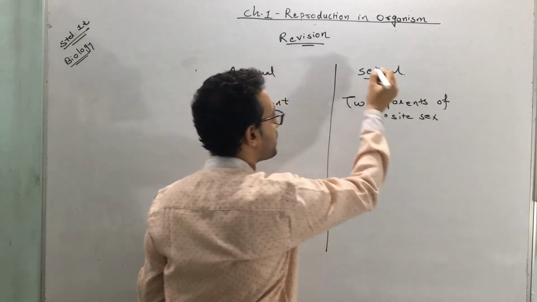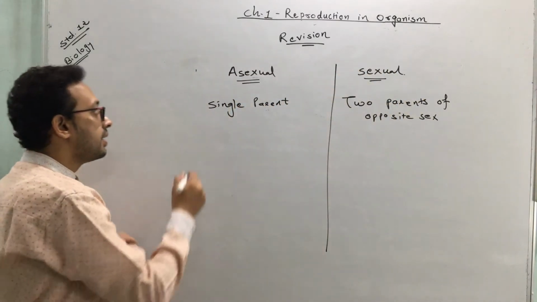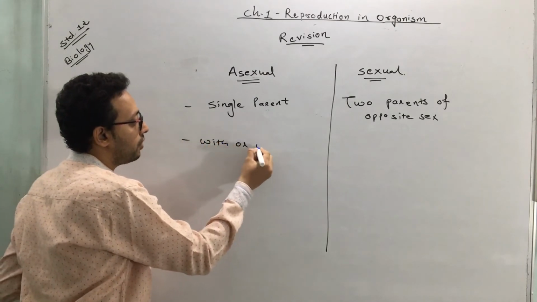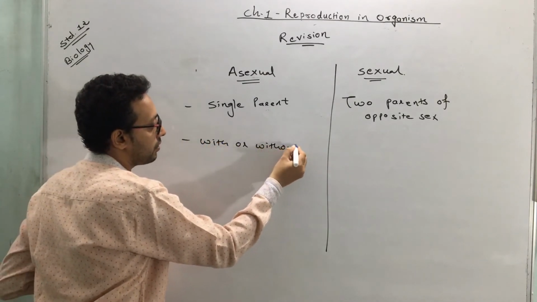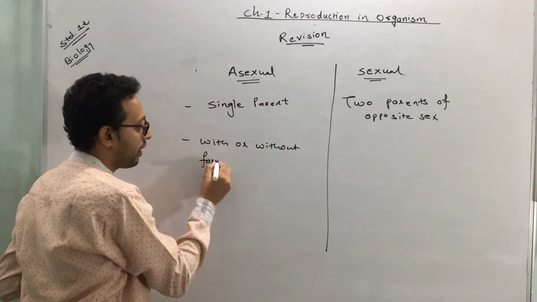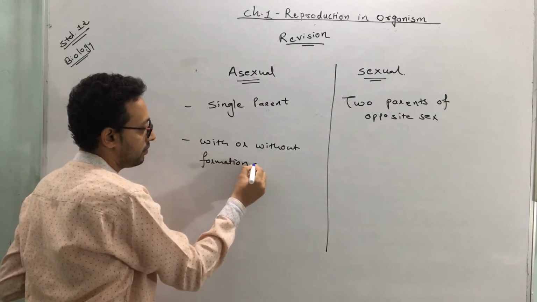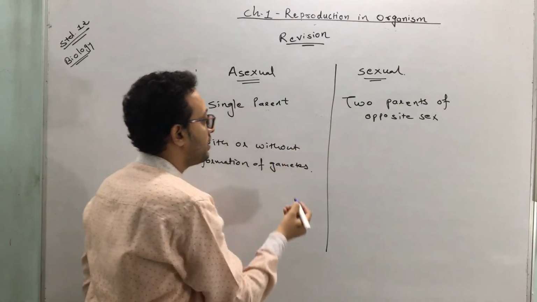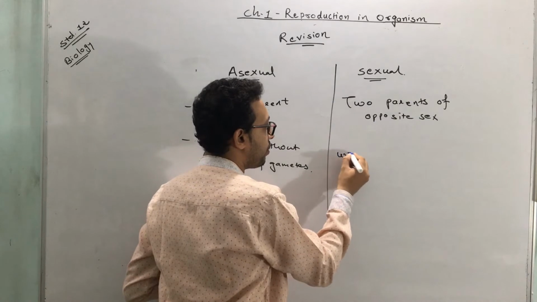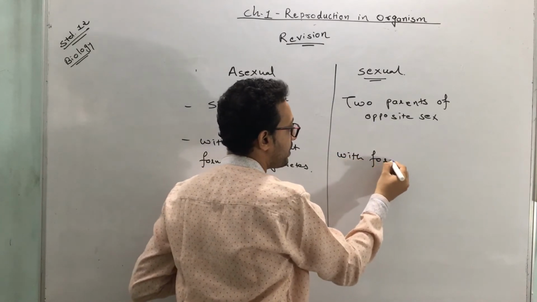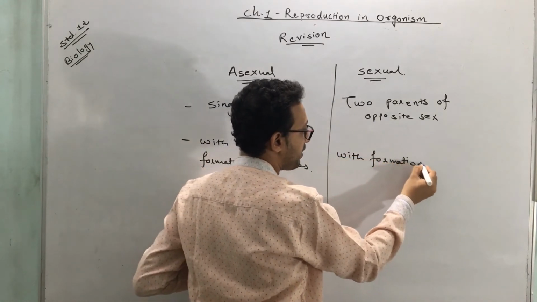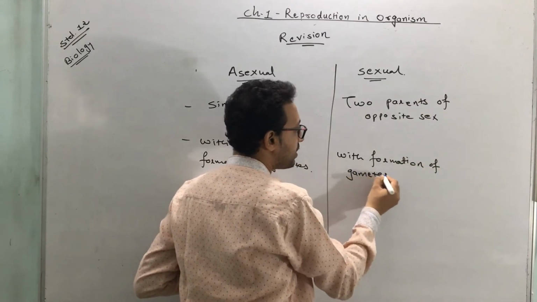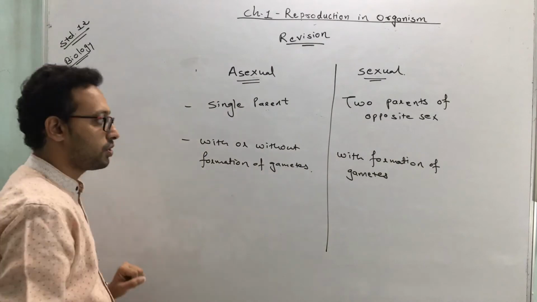They are involved in sexual reproduction. Okay, asexual reproduction occurs with or without formation of gametes. The sexual mode of reproduction always happens with formation of gametes. Two types of gametes are produced, male gametes and female gametes. They are involved in sexual reproduction.